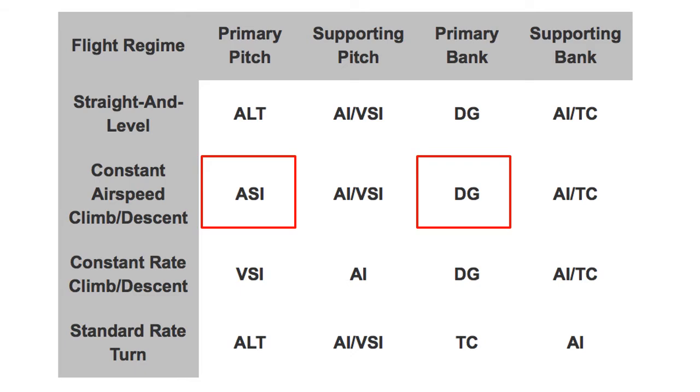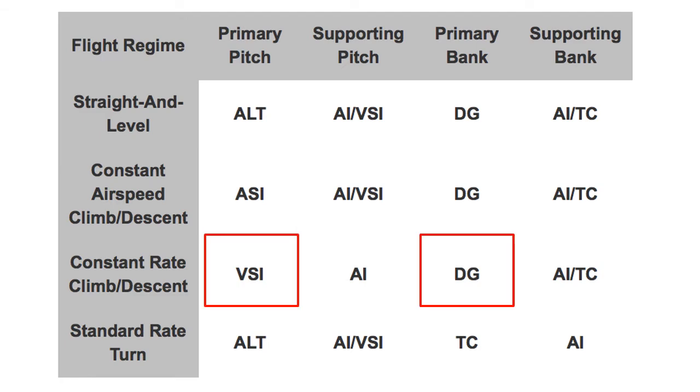Again, the answer to the question is almost given to you in the question. In this case, if you're asked for primary pitch instrument in a constant airspeed climb, constant airspeed is the key words to help you figure out which instrument is primary for pitch. We're trying to hold the airspeed indicator at a certain value, so it is primary for pitch.